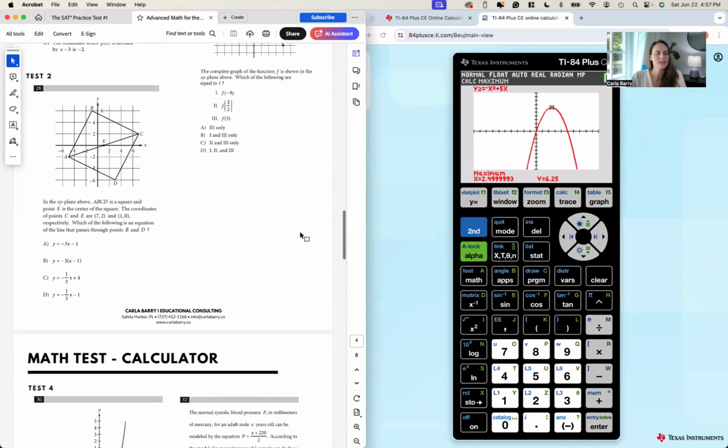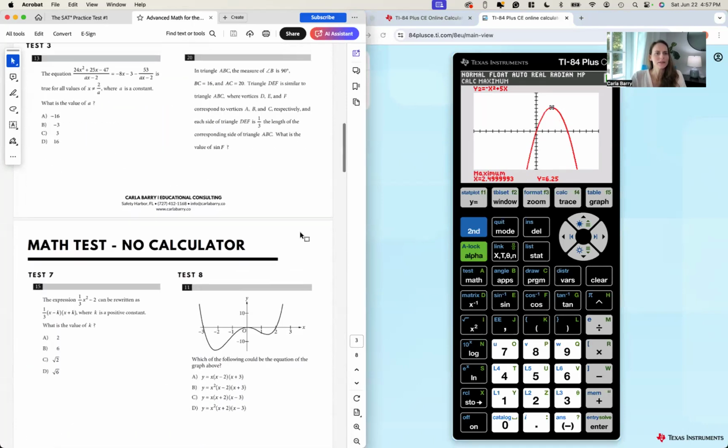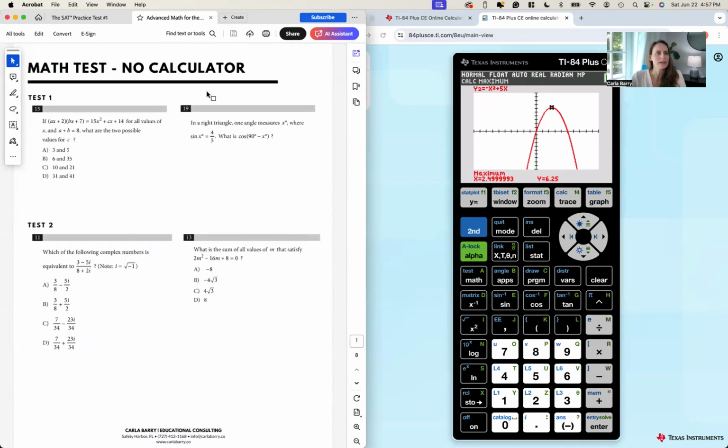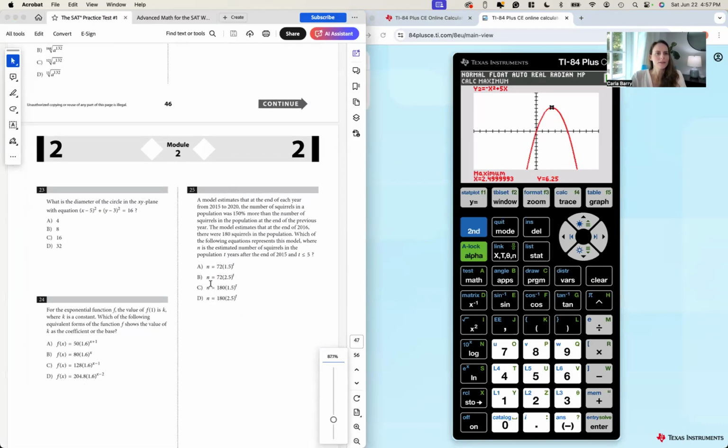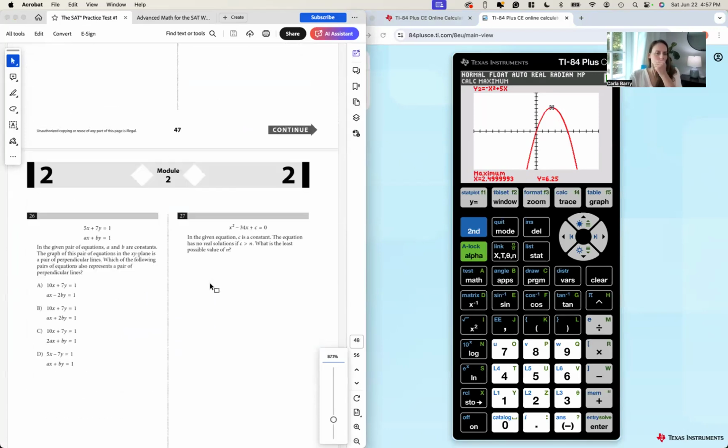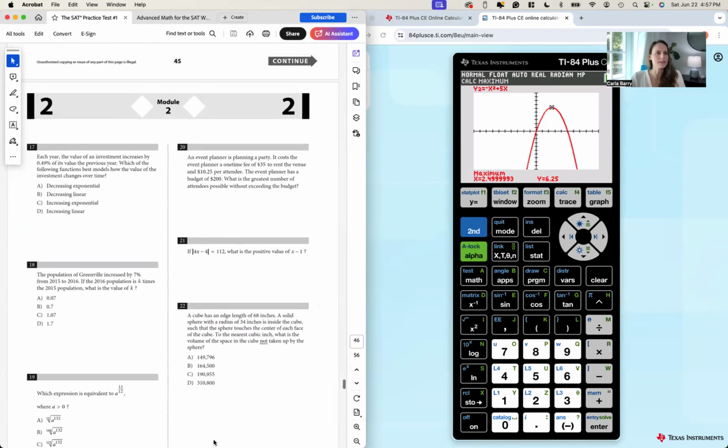Okay, let's see if there's any other ones I want to look at in the calculator for this handout. I don't think so. Let's look on practice test 1 if there are any. Oh, not in that practice test 1. I actually wanted to look.